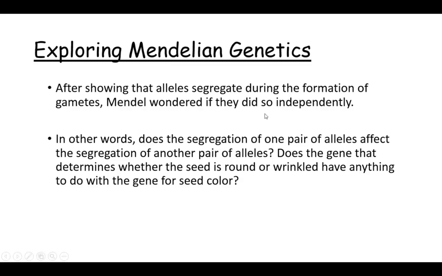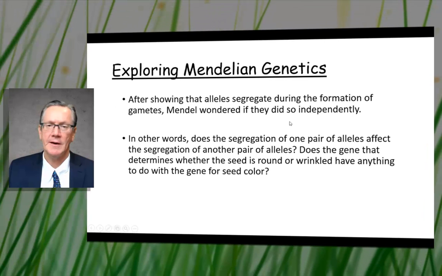Exploring Mendelian genetics. After showing that alleles segregate during the formation of gametes, Mendel wondered if they did so independently. In other words, does the segregation of one pair of alleles affect the segregation of another pair of alleles? Does the gene that determines whether the seed is round or wrinkled have anything to do with the gene for seed color? In other words, are the genes somehow linked, or are they completely independent and segregated?